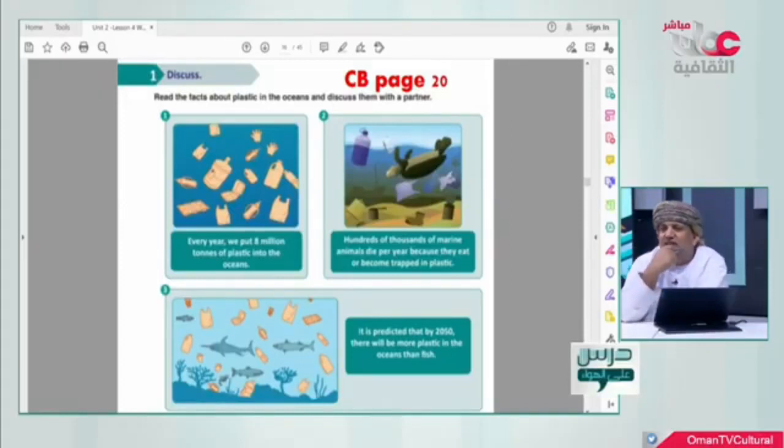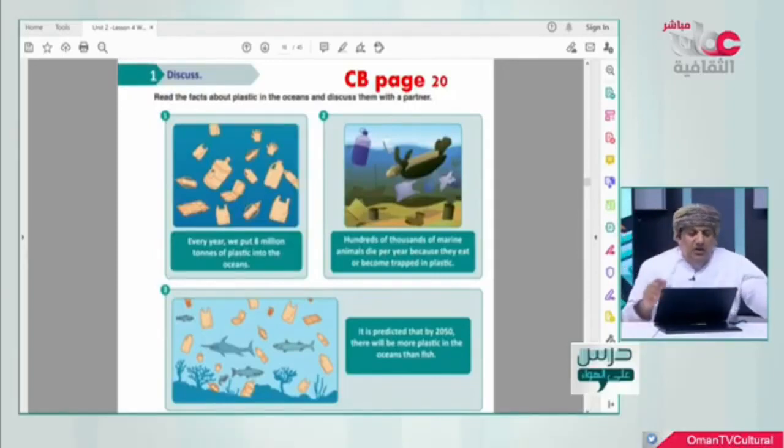By the way, what's the difference between fact and opinion? Fact is something real you can see with your eyes, but opinion is something in your head, in your thoughts, that you can't see. Okay, so these are facts, حقائق. These are all facts.